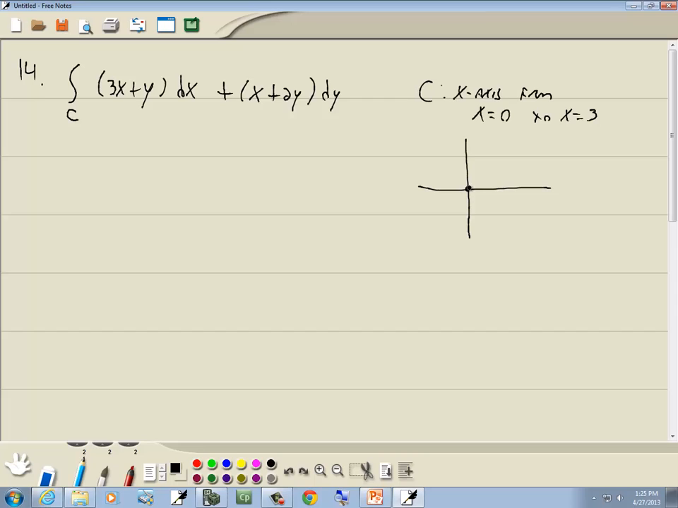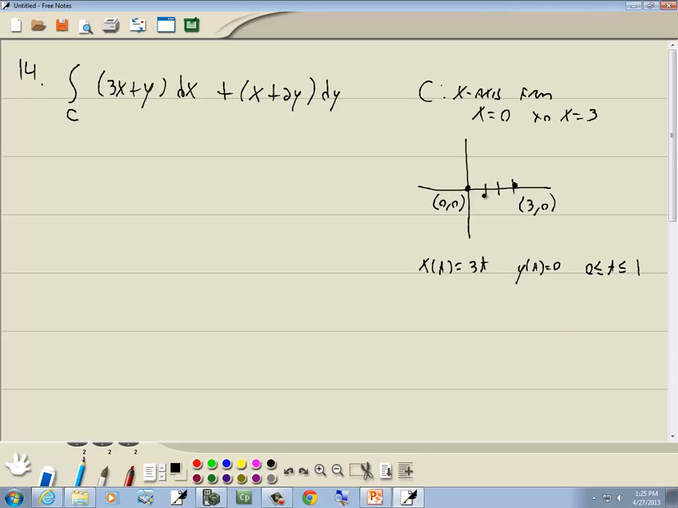Okay, along the x-axis from x equals 0 to x equals 3. So that means we got this point, which is 0, 0, and we got this point, which is 3, 0. So I'm going from 0, 0 to 3, 0. Well, our x of t is going to equal 3t, and our y of t is going to equal 0, going from 0 to 1.